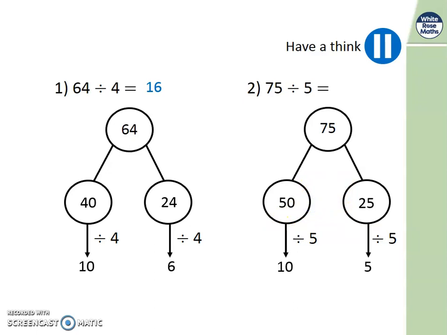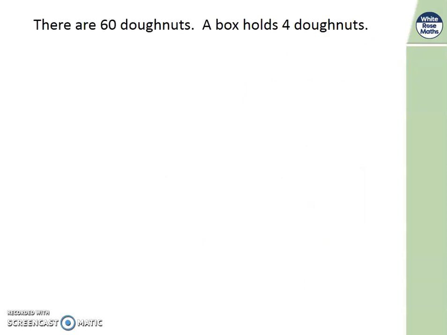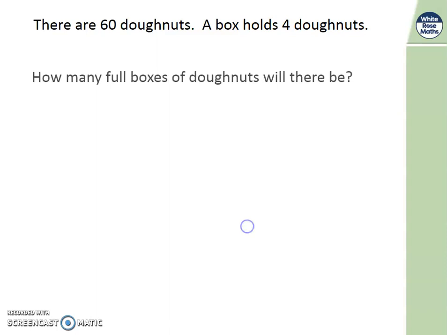50 divided by 5 is 10. 25 divided by 5 is 5. Together, that makes 15. Let's try this problem-solving question. So I want you to imagine there are 60 donuts and a box can hold 4 donuts. I want to know how many full boxes of donuts will there be.